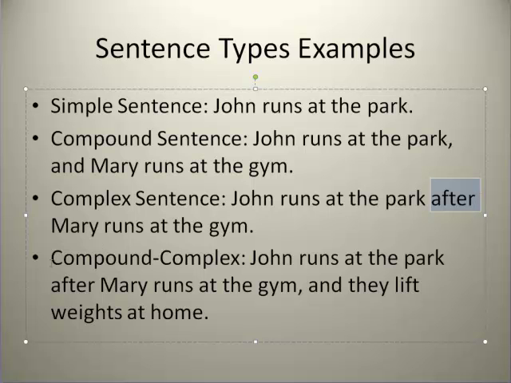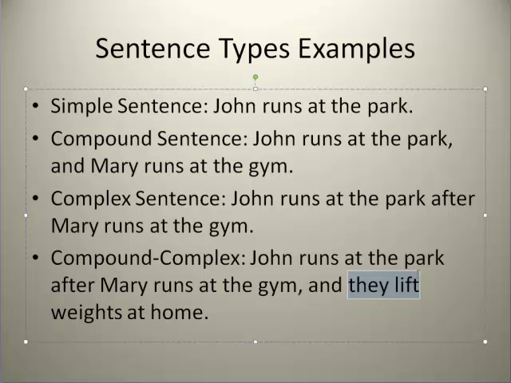In our 4th example, a compound complex sentence, we start again with our same basic subject-verb relationship, an independent clause, John runs. We have then a subordinating conjunction, after, so we know the clause following this will be a dependent clause. Mary runs. After Mary runs is our dependent clause. We have then a coordinating conjunction, the word and then we have another subject-verb relationship, they lift.